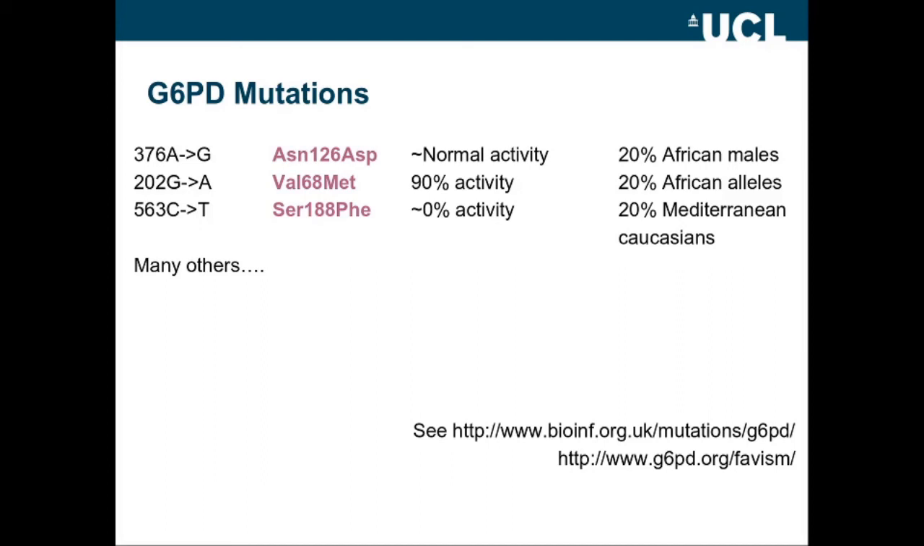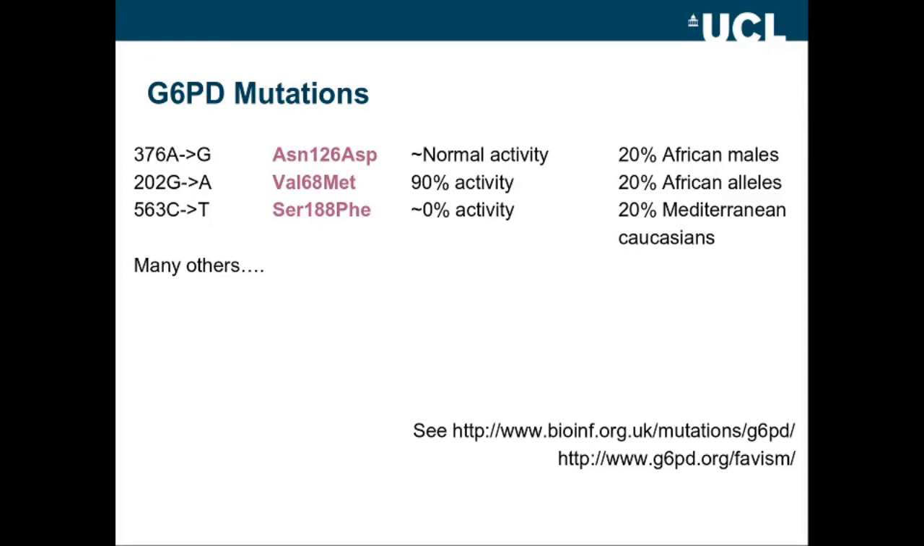So what I've hoped you've managed to find out about G6PD is that it is actually the most mutated enzyme in humans. And there are lots and lots of mutations known, and some of them are relatively common. So this first one, an A to G mutation at base 376, leads to an asparagine 126 to aspartate mutation, and this has very little effect whatsoever, and is present in 20% of African males.